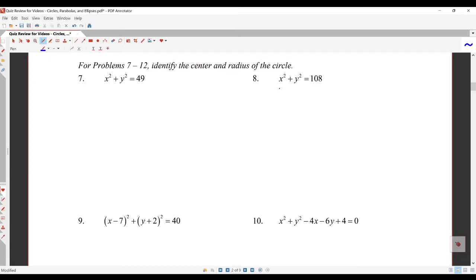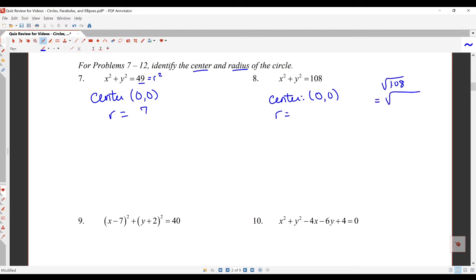All right, let's take a look at numbers 7 through 12. So identify the center and radius. As soon as I see x squared plus y squared, we know the center is at (0, 0). And over here, this is r squared. So if r squared is 49, then r is going to be 7. Same thing in 8. The center will be (0, 0). And r is going to be the square root of 108.